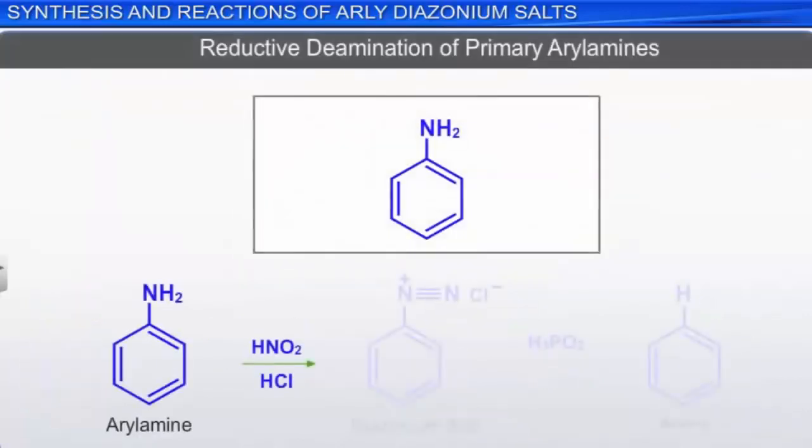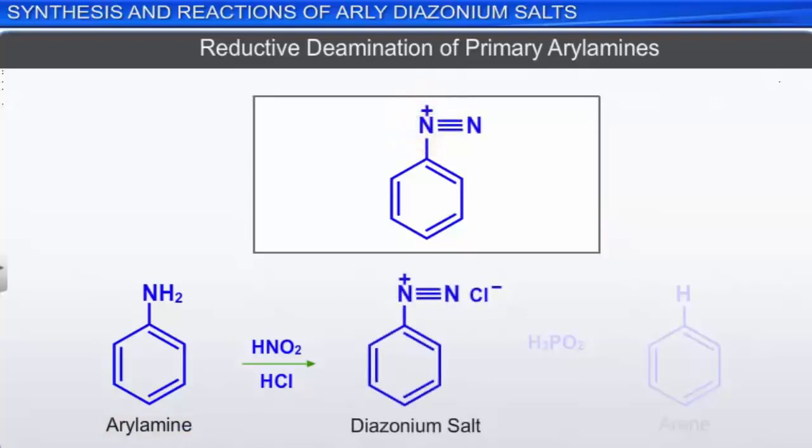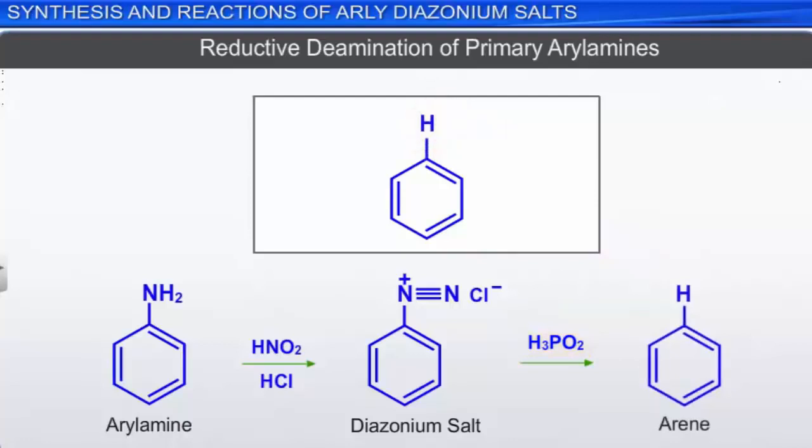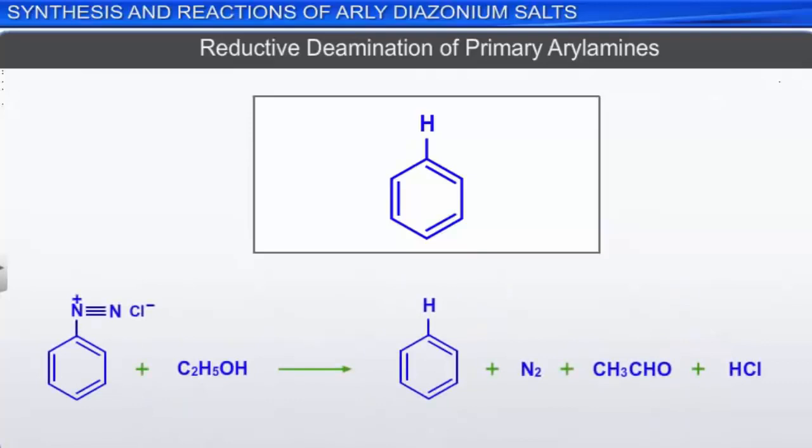Reductive deamination of primary aryl amines replaces the amino substituent by hydrogen using a diazonium salt as an intermediate. When the diazonium salt is treated with a mild reducing agent such as hypophosphorus acid, sometimes known as phosphinic acid, the diazonium ion is reduced to an arene. Alternatively, this can be carried out using ethanol. Can you complete this reaction?